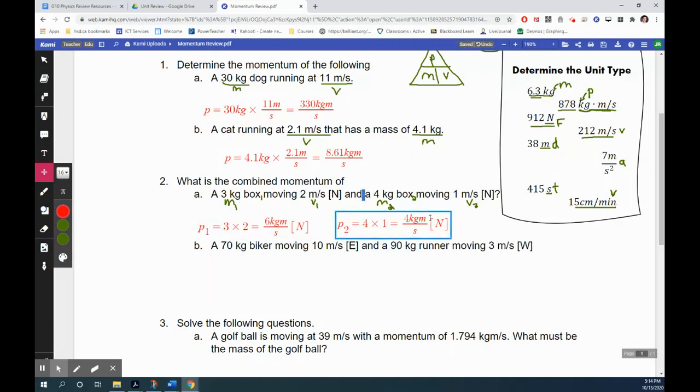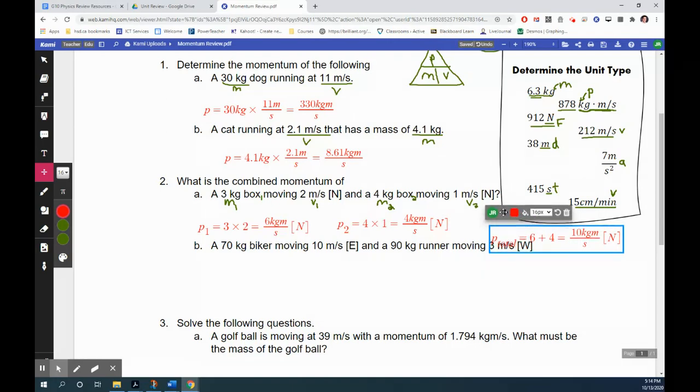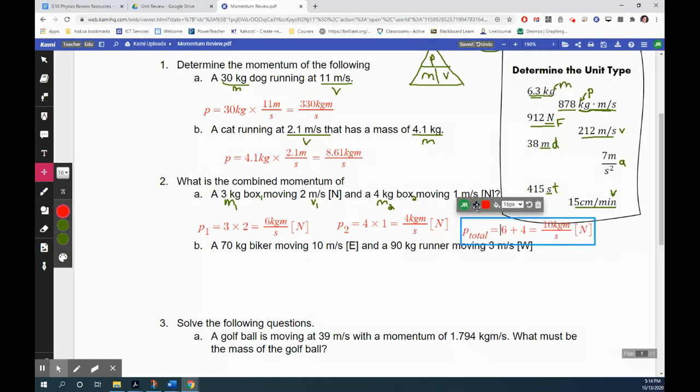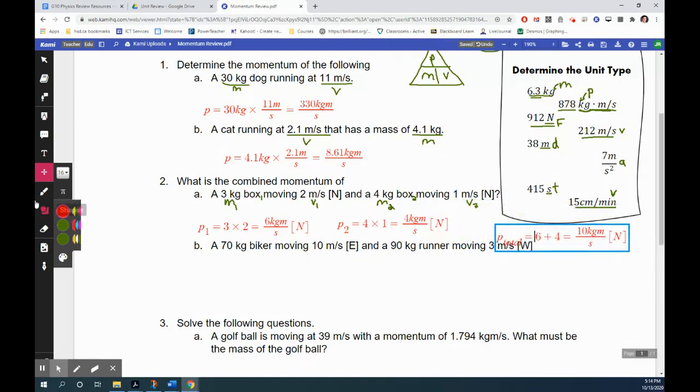Since they're the same direction, they're going to add together. So our total, P total, is going to equal 6 plus 4, because they're in the same direction, which is 10 kilogram meters per second north. There we go. And so this is our final answer. Ran out of room here. I'll draw a circle around it. Here's our final answer, 10 kilogram meters per second north.